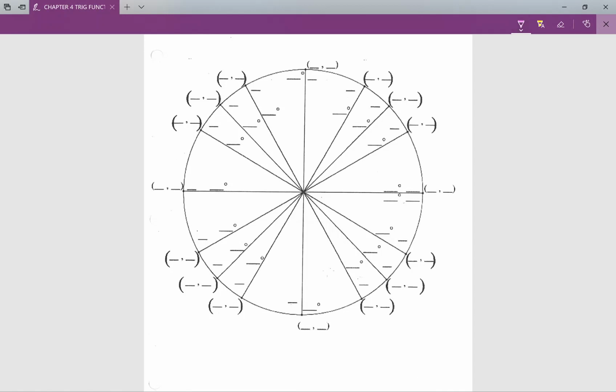So you see that we have just sort of this blank structure right here, and this is actually a blank template for the unit circle that you will see coming up in a second. But starting off, let's first address the question of isn't trigonometry about triangles?